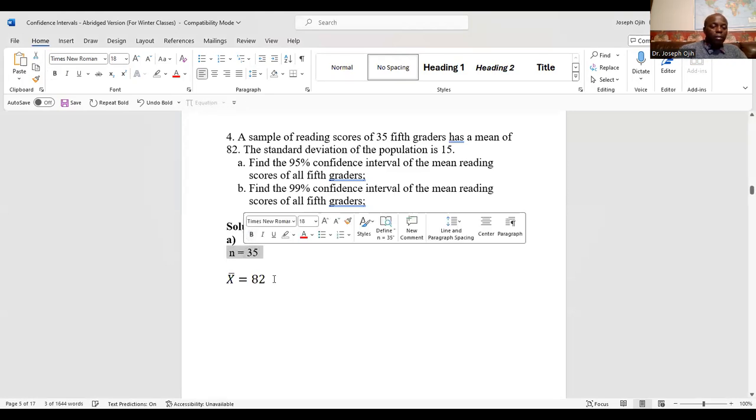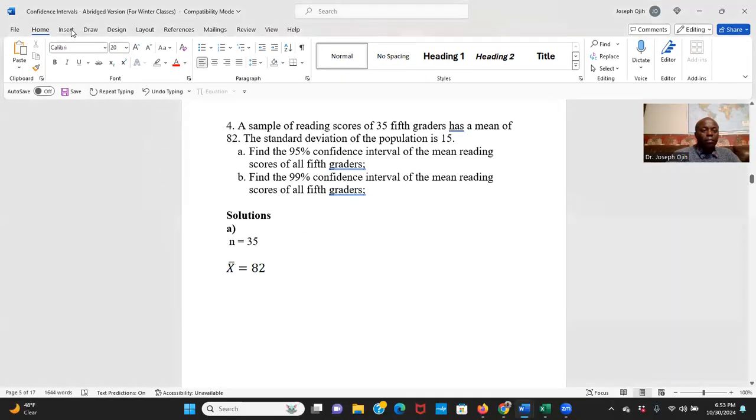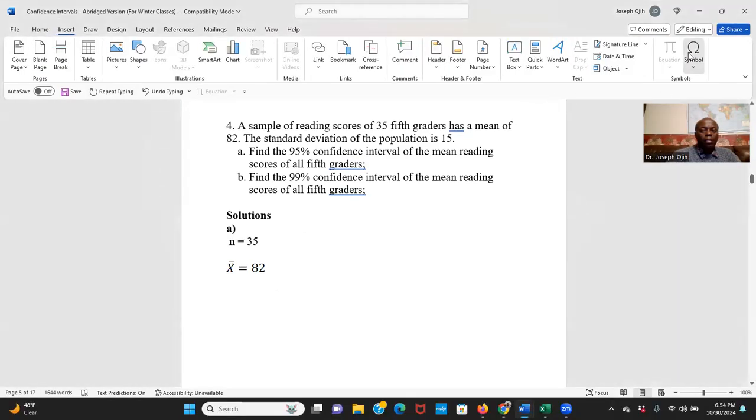Now the population, you see that the standard deviation of the population is 15. So you get sigma. You can get the character from insert symbol. The standard deviation equals 15. The standard deviation of the population is 15.